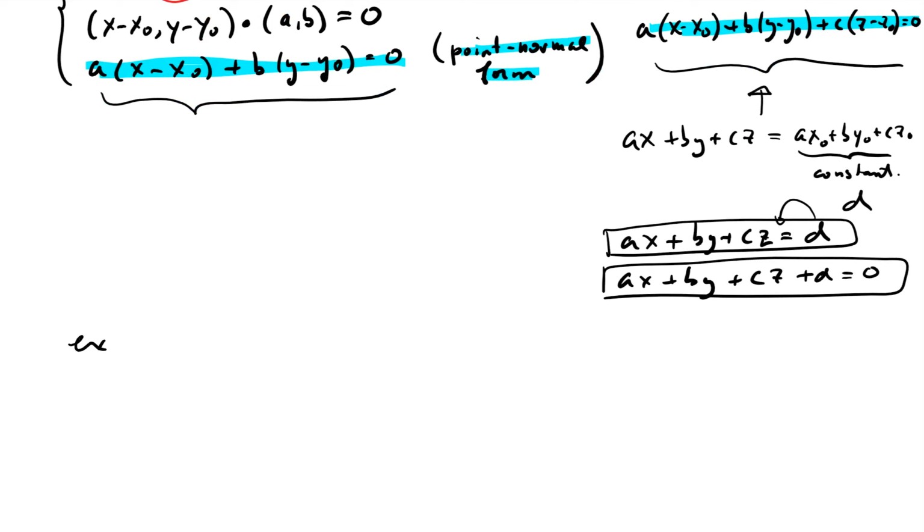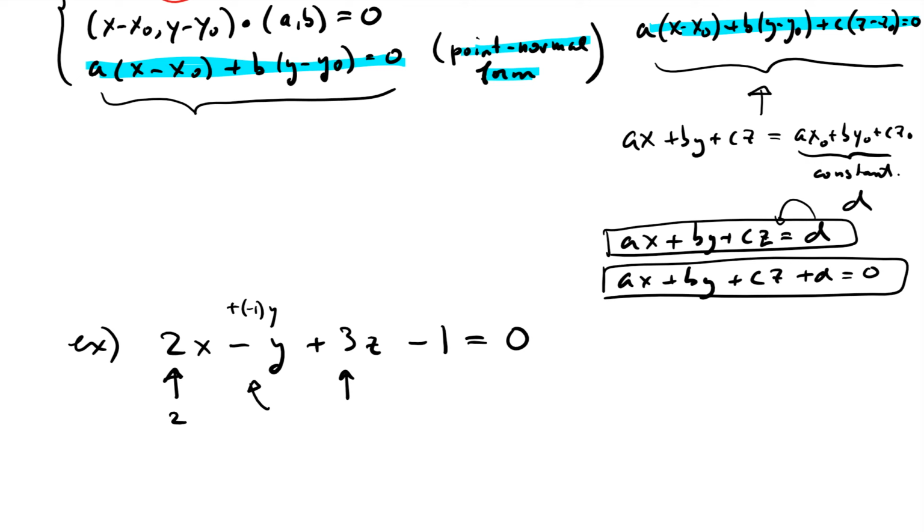So for example, if I have 2x minus y plus 3z minus 1 equals 0, okay, I can describe what kind of plane this is. Well, first of all, the coefficients of x, y, and z, actually the coefficient of y is going to be minus 1, because this is plus minus 1y.